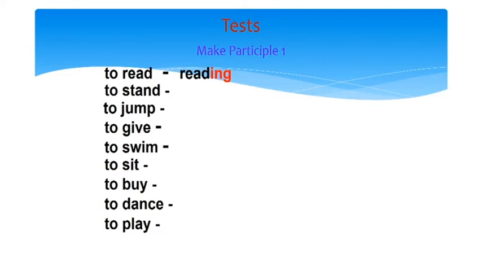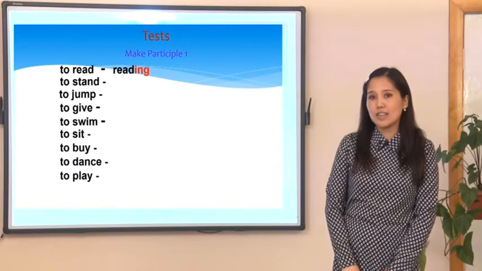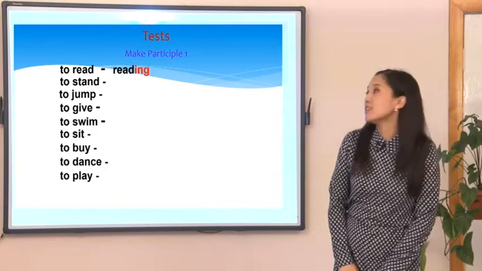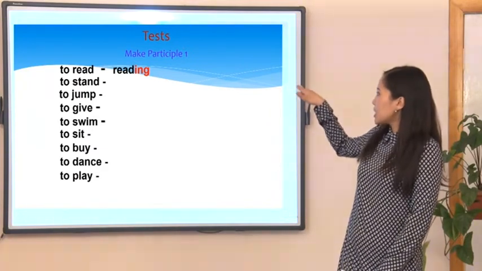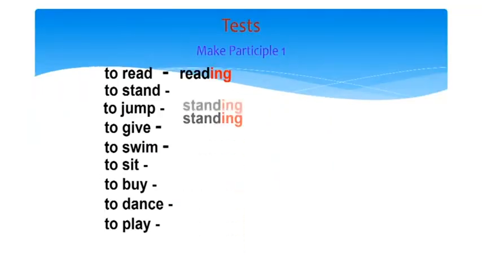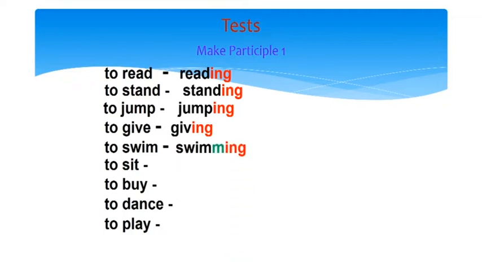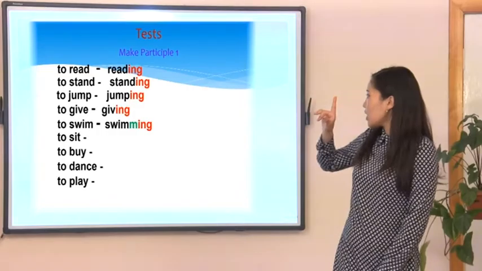And I give you some minutes. You should think and do it by yourself. If you are ready, let's check together. To read, reading. To stand, standing. Verb plus ing form. We make the continuous form. Next, to jump, jumping. To give, giving. To swim, swimming. Okay, one moment.